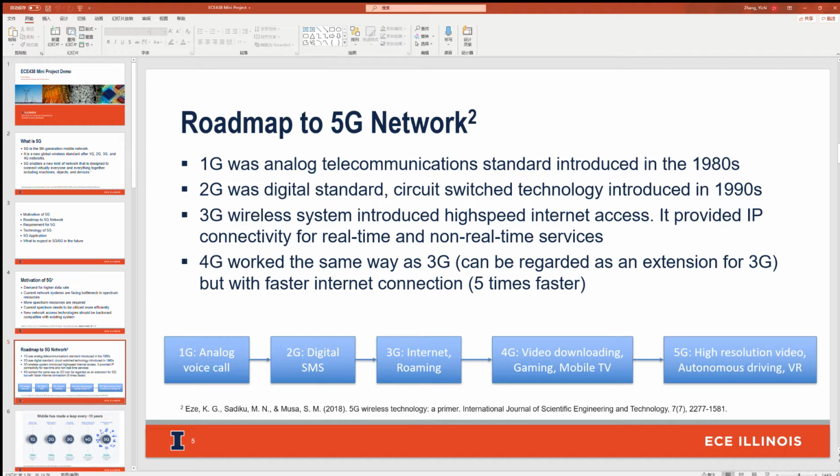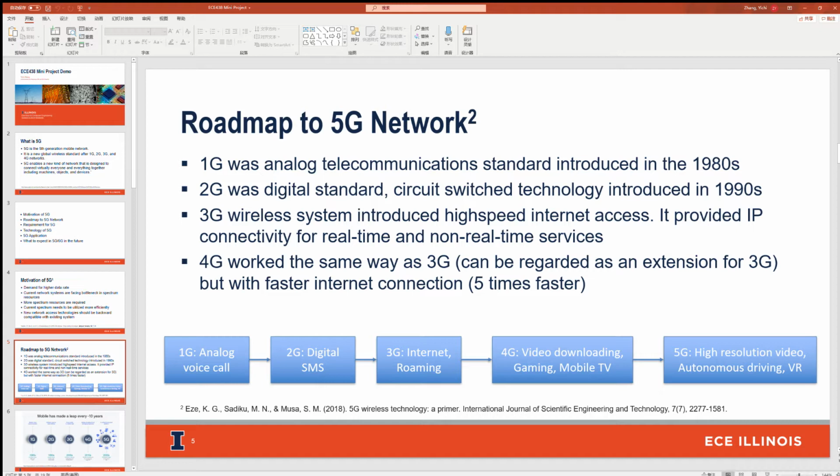4G network is the same as 3G and may be regarded as an extension of 3G but with a faster internet connection, more bandwidth, and a lower latency. 4G technology such as LTE, which stands for long-term evolution, claims to be about 5 times faster than 3G services. There are some challenges that cannot be resolved by 4G. This includes spectrum crisis and high energy consumptions.